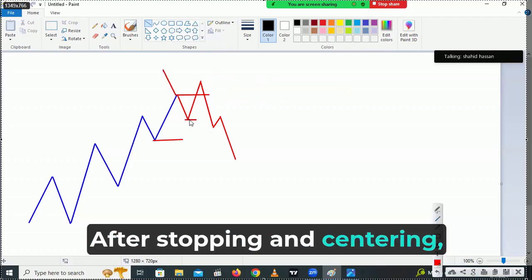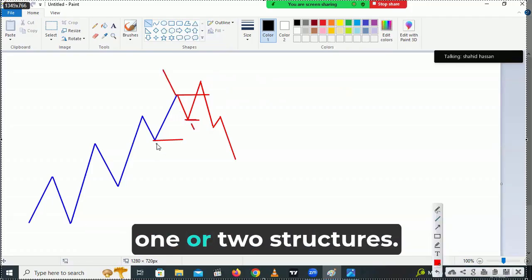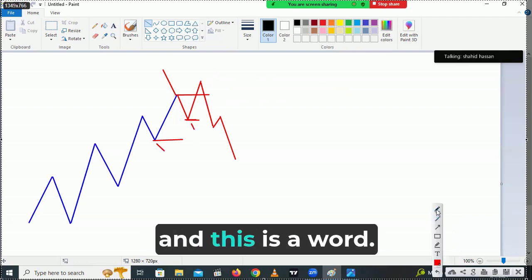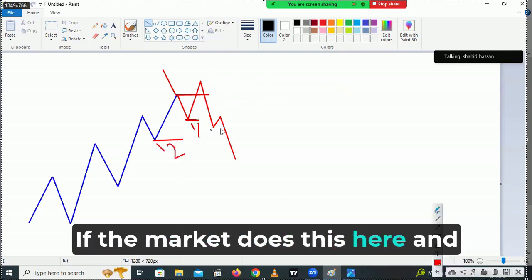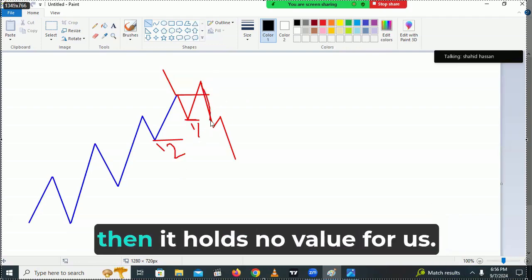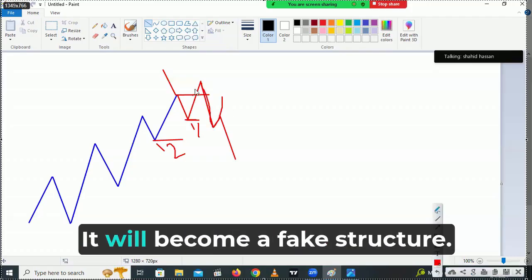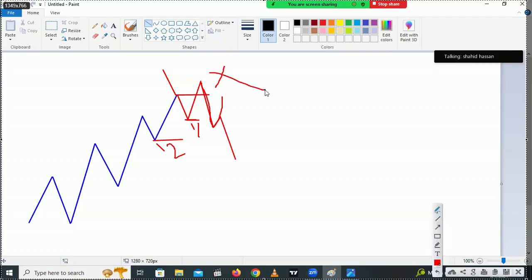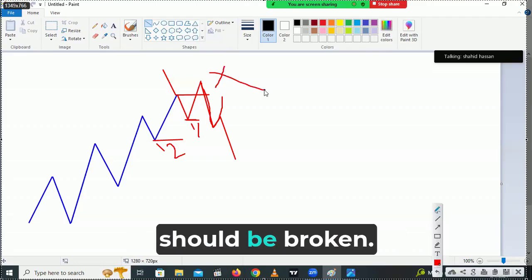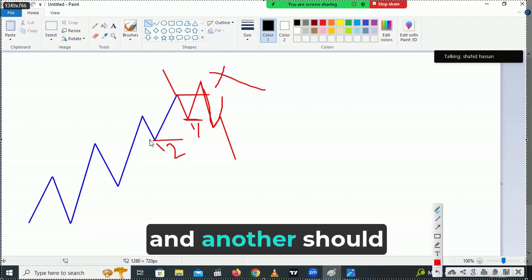After stopping and centering, it should have broken at least 1 or 2 structures. This one here is 2 and this is a word. If the market does this here and then reverses from here, then it holds no value for us. It will become a fake structure. Again, at least 2 structures should be broken. One should break this low and another should break this low.